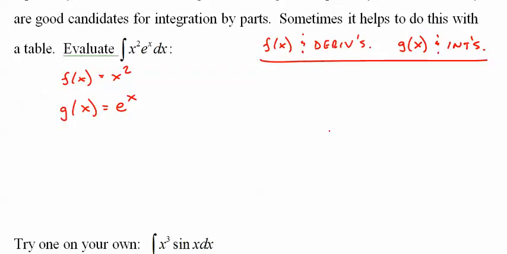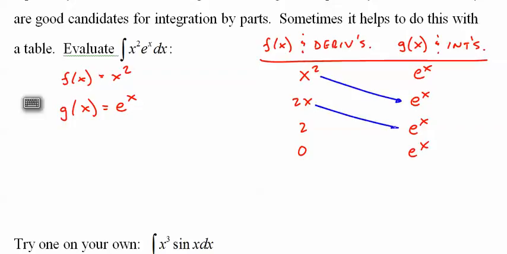And so you are taking the derivatives of x squared, which is 2x, then 2, and then 0, and e to the x makes life easy. e to the x, e to the x, e to the x. And then you use this little tic-tac-toe technique. And this is going to be positive, this is going to be negative, this is going to be positive. And when we're done, you just write it out.